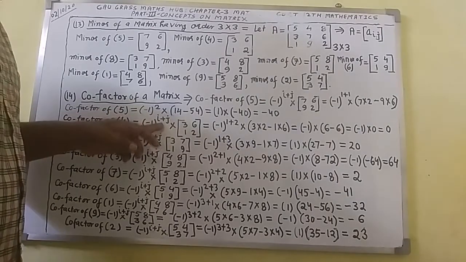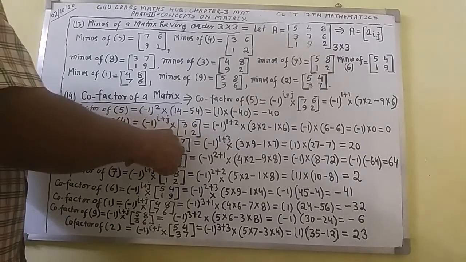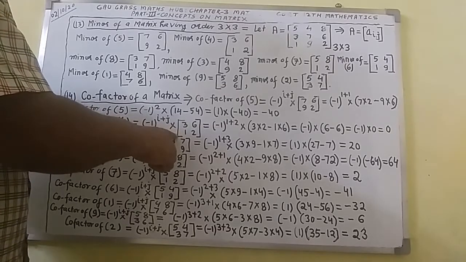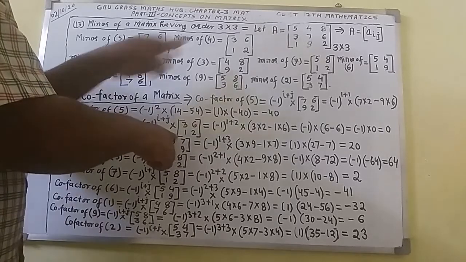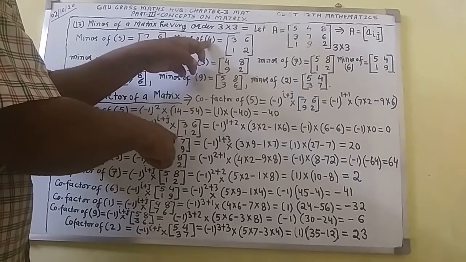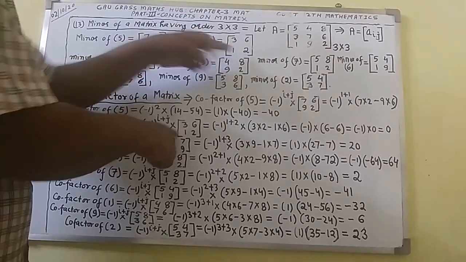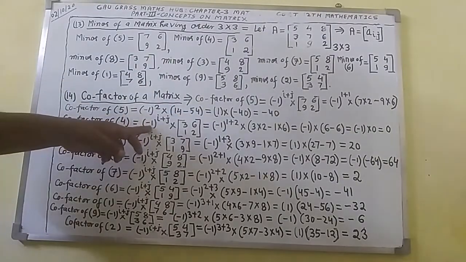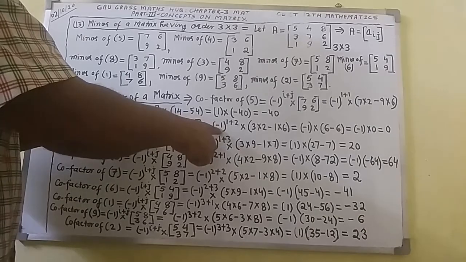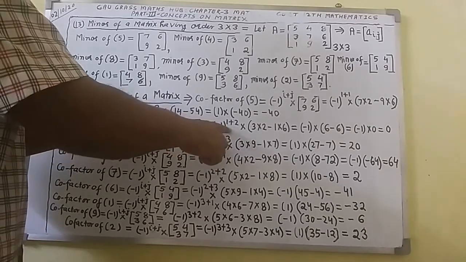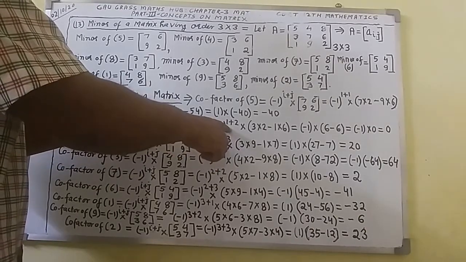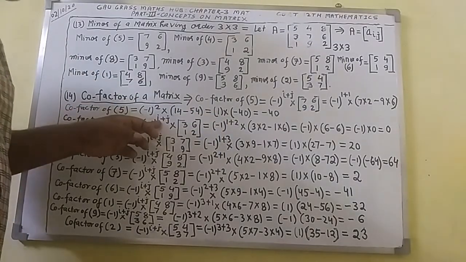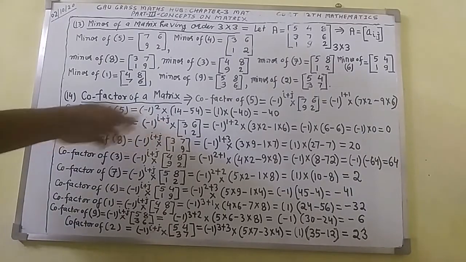raised to the power i plus j, into the minor of element 4. The minor of element 4 will be written here as the determinant 3 6 1 2. The minus 1 is a constant that is fixed here, and this i represents the row position of element 4.